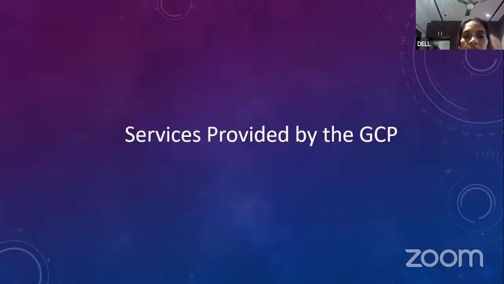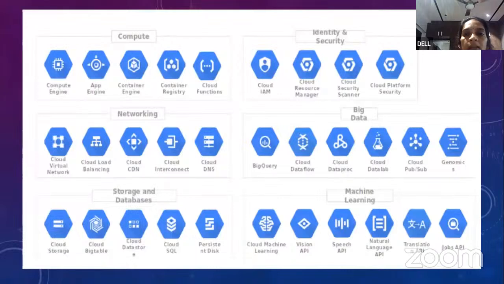So next, services provided by the GCP. These are the main services provided by the GCP: compute, identity and security, networking, big data, storage and databases, and machine learning. Coming to compute, we can run our applications using these services: Compute Engine, App Engine, Container Registry, Cloud Functions. Coming to security: Cloud IAM, Cloud Resource Manager, Cloud Security Scanner, Cloud Platform Security. Networking: Cloud Virtual Network, Cloud Load Balancing, Cloud CDN, Cloud Interconnect, and Cloud DNS.